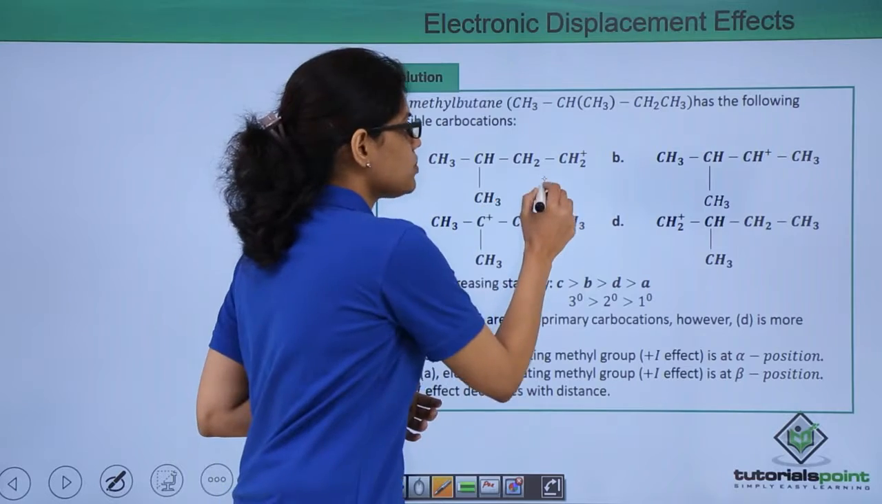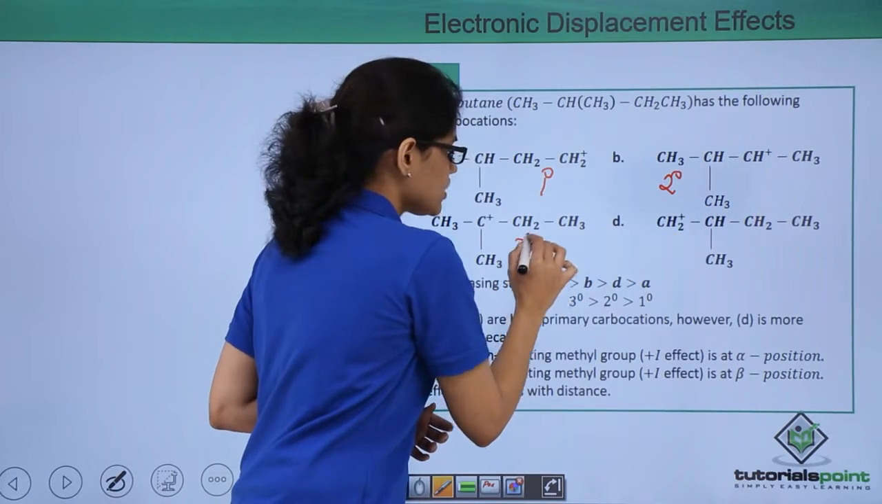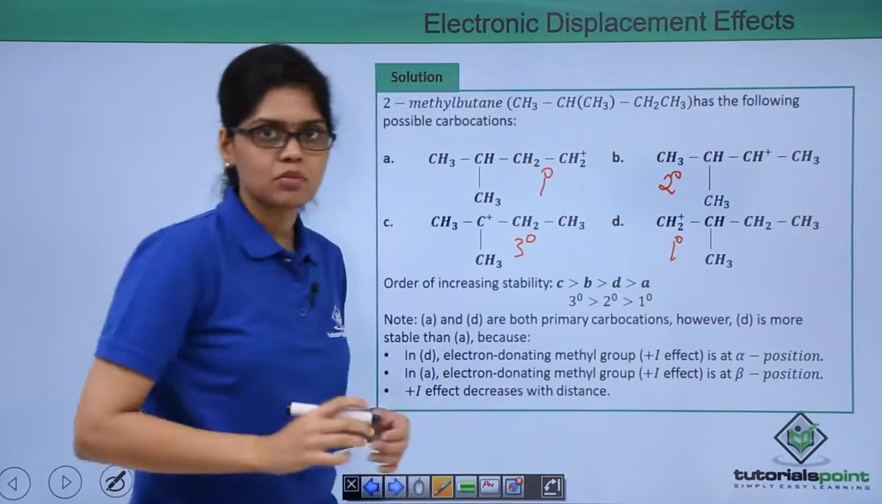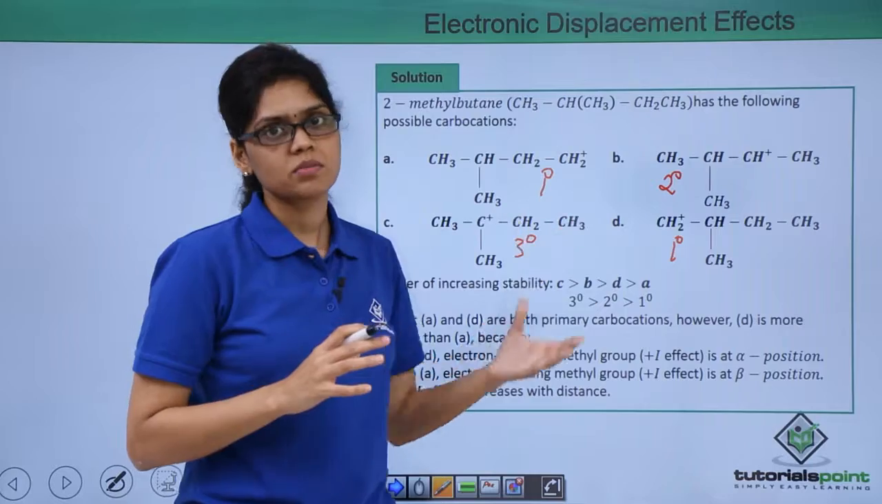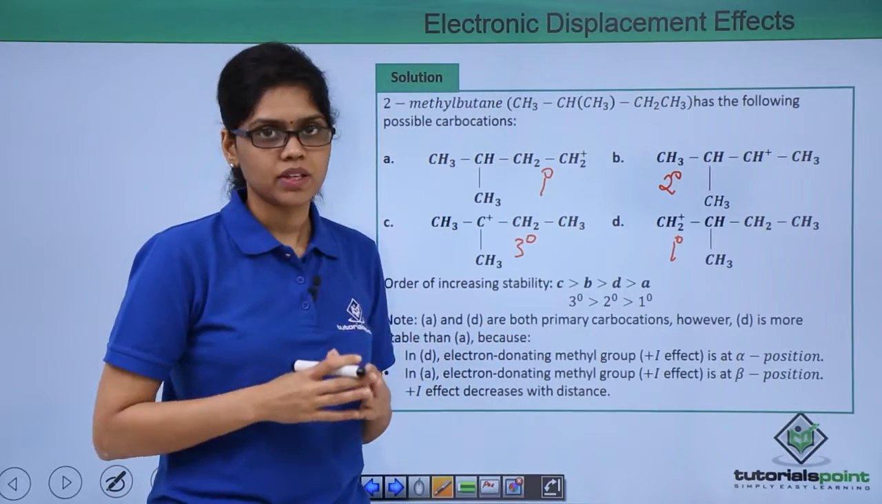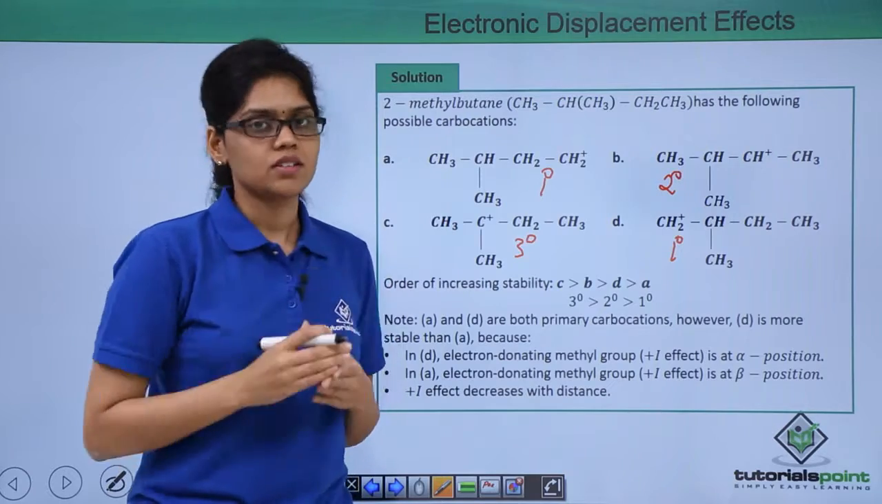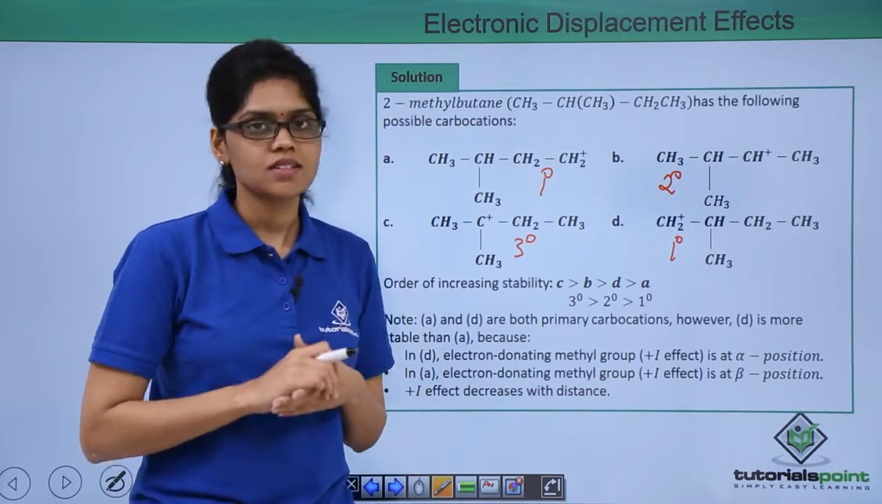So this is nothing but a primary carbocation, this is a secondary carbocation, this is a tertiary carbocation and this is again a primary carbocation. So you can be very sure that these are the only 4 possible carbocations that can be obtained from 2-methylbutane. Now let's try to write the order of the stability of carbocations based on our understanding.